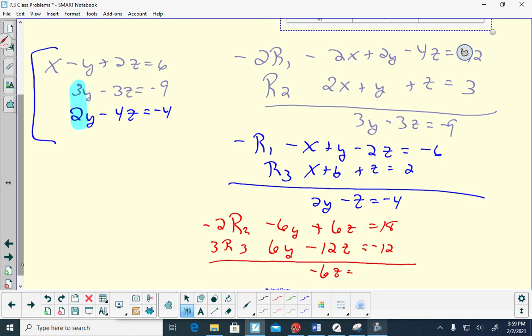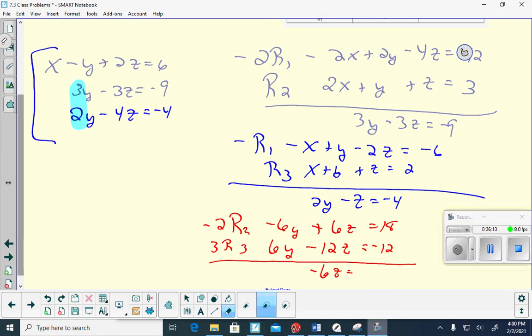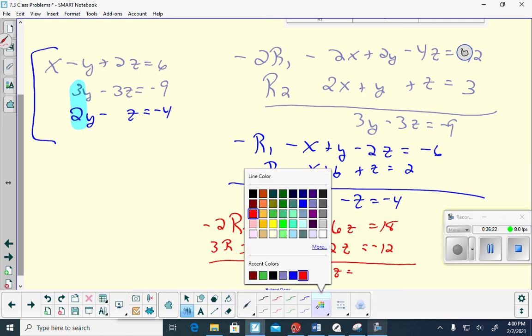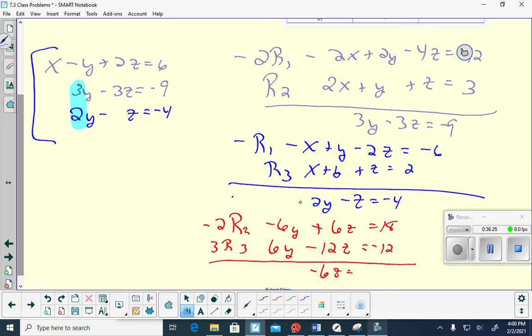I think I made a mistake. Hold the presses. Okay, I found my mistake. My bad. When I copied this over, this is 2y minus z is equal to negative 4. I put a 4 in there. Don't know why I did that. So now when I put a 3 in here, this will be negative 3. Okay, at least I caught it.